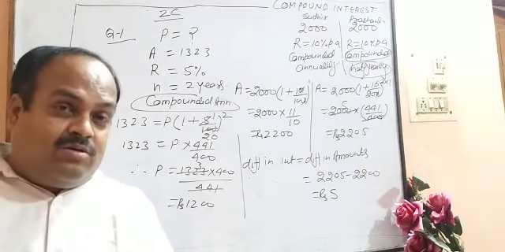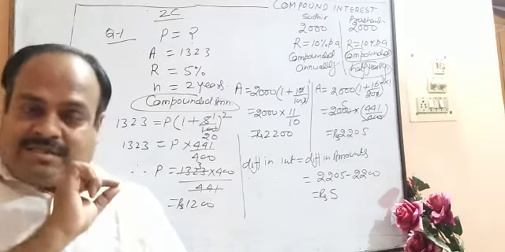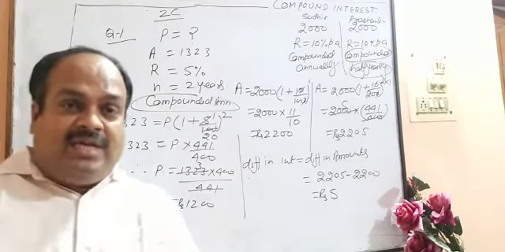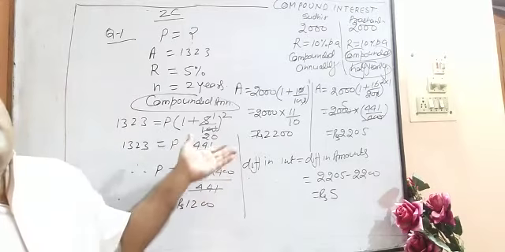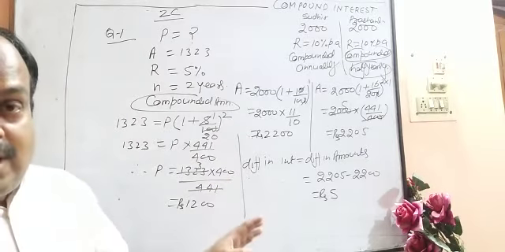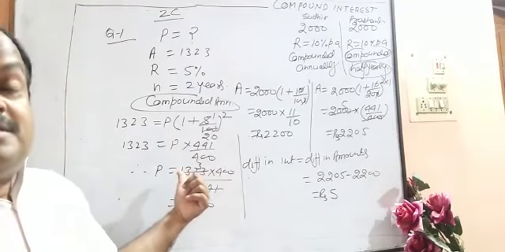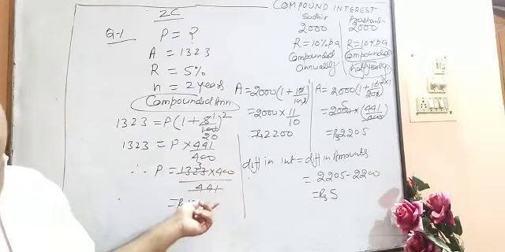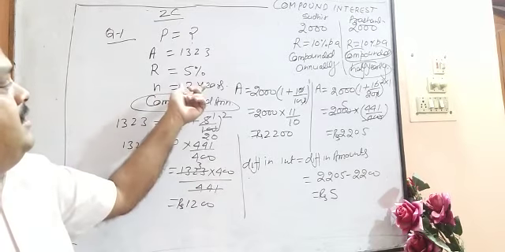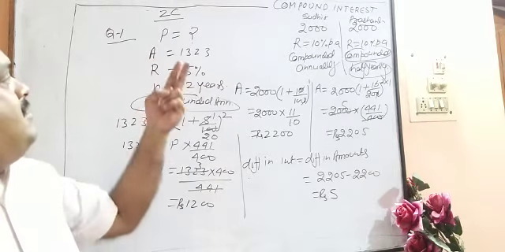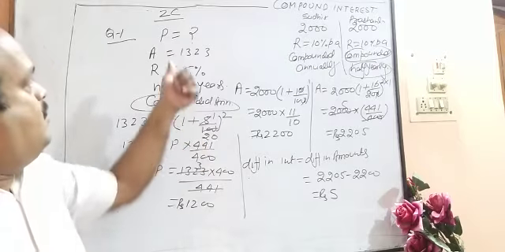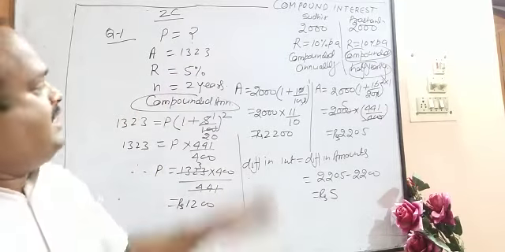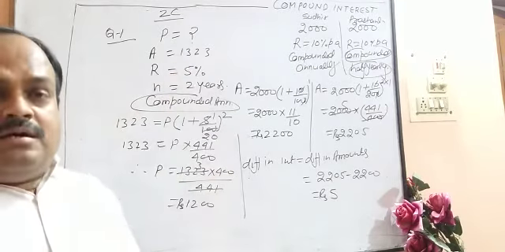So 1200 rupees is the amount to be invested. If you don't go through the question carefully and don't understand the meaning, you will think that the amount is asked. No, the amount was not asked, but the principal was asked. So here, when 1200 is invested for 2 years, it becomes 1323 when the rate of interest is 5% per annum.